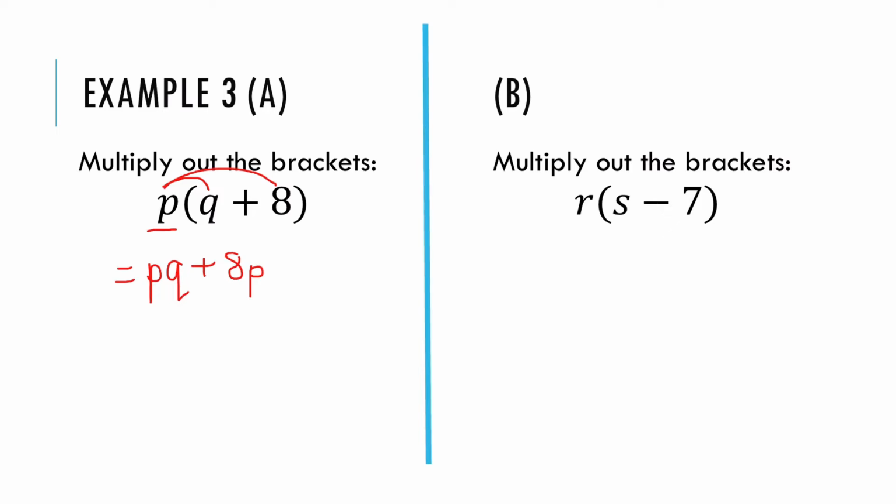R bracket s minus 7. R times s is rs. Positive times a negative is a negative. R times 7 is 7r.